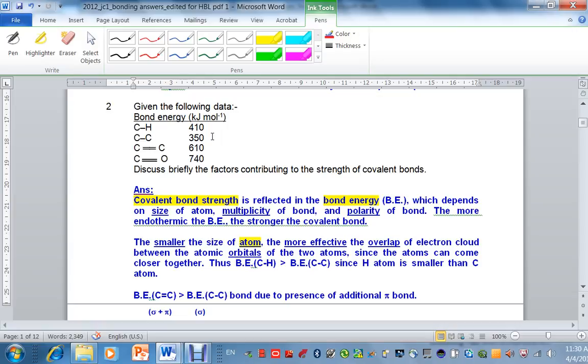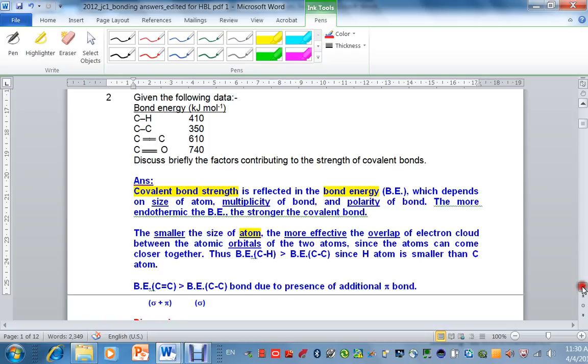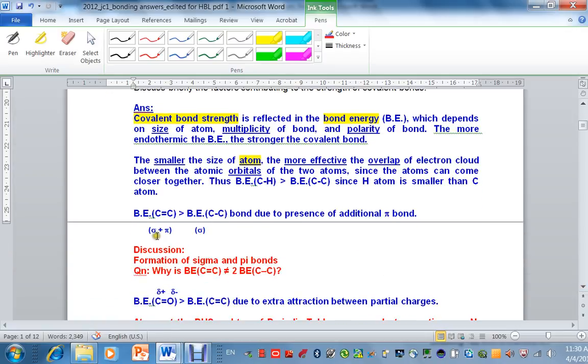The next factor that we are dealing with will be multiplicity of the bond. This one I think is quite obvious. Obviously, a double bond will be stronger than a single bond because there's an extra bond to be broken. Then similarly, a triple bond will be even stronger than a double bond. What I want to take the opportunity to go through here is what is meant by sigma and pi bonds.